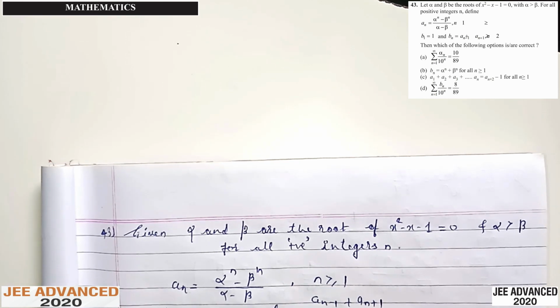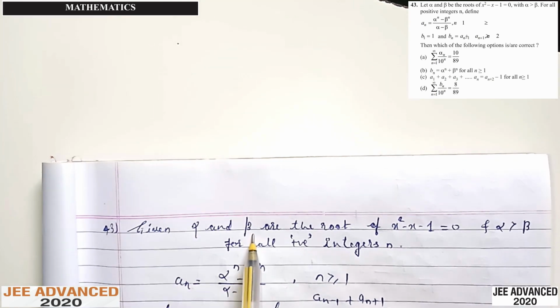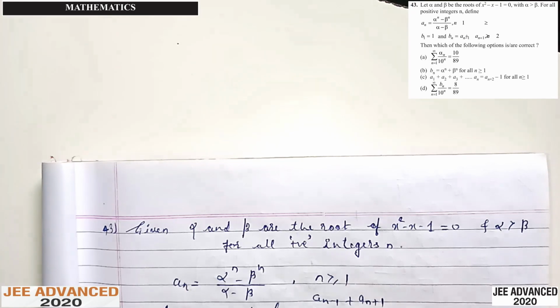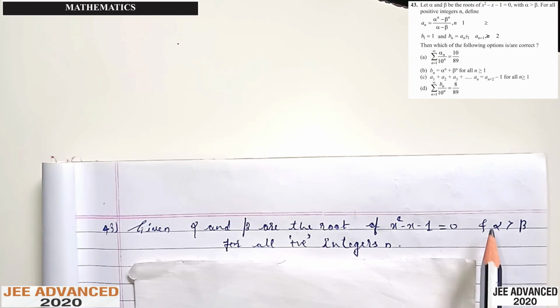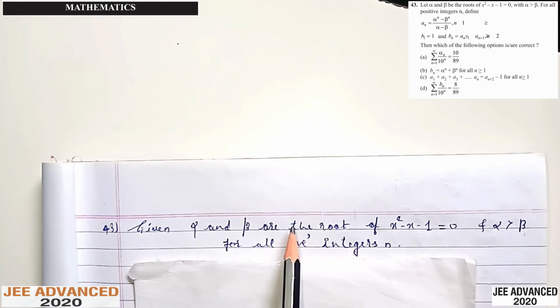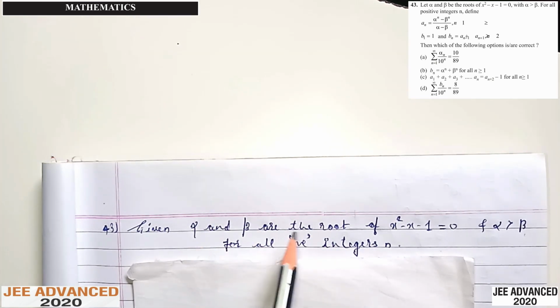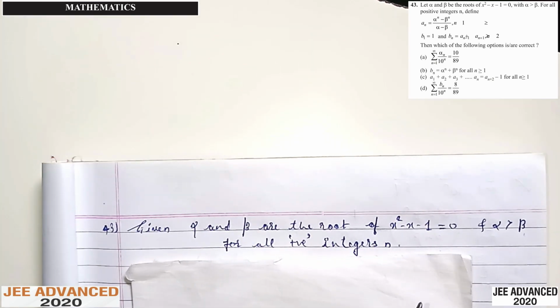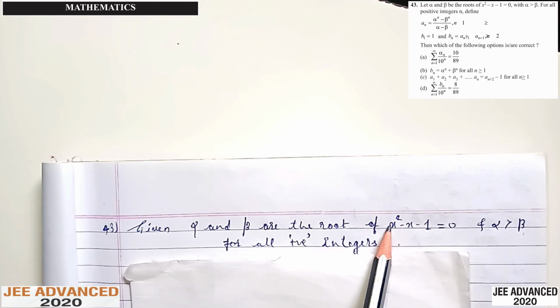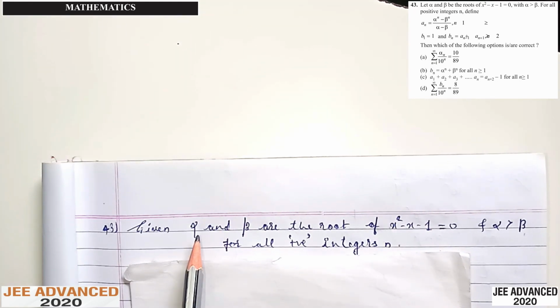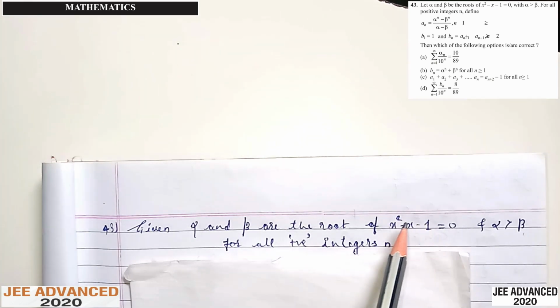In our solution, we have alpha and beta as the roots of the quadratic equation x square minus x minus 1 equal to 0, with alpha strictly greater than beta, for all positive integers. If alpha and beta are the roots of x square minus x minus 1 equal to 0, that means both of these roots satisfy this quadratic equation. Whenever we put our root in the equation, both sides will be satisfied.